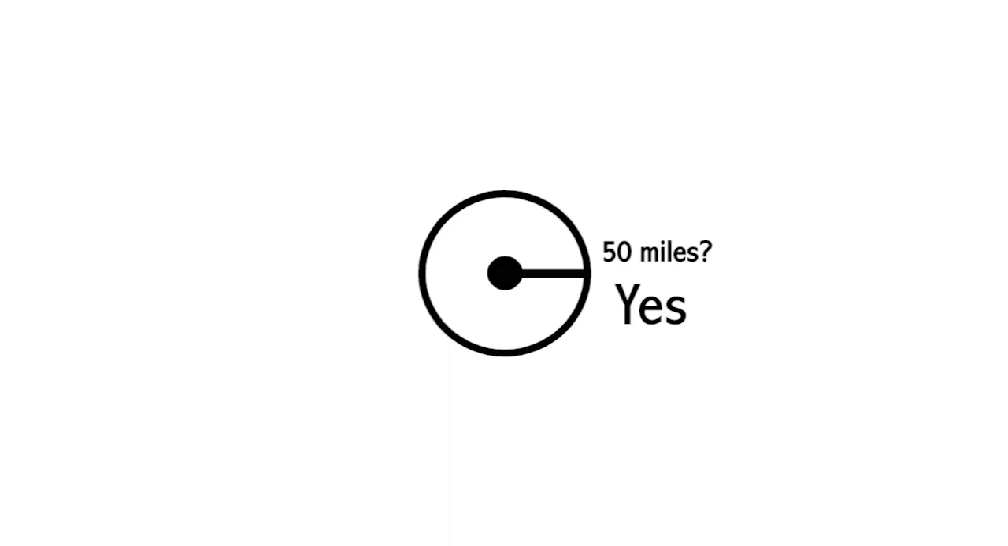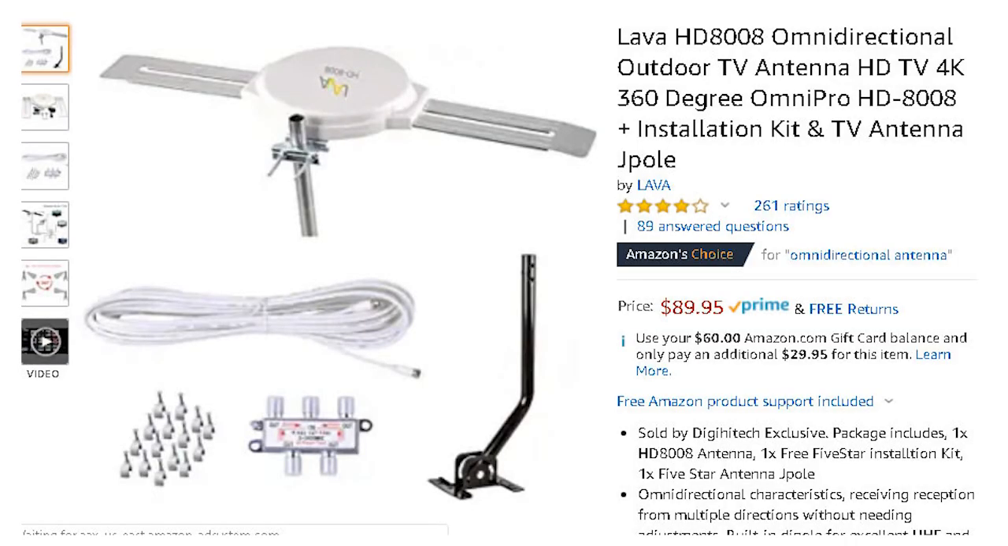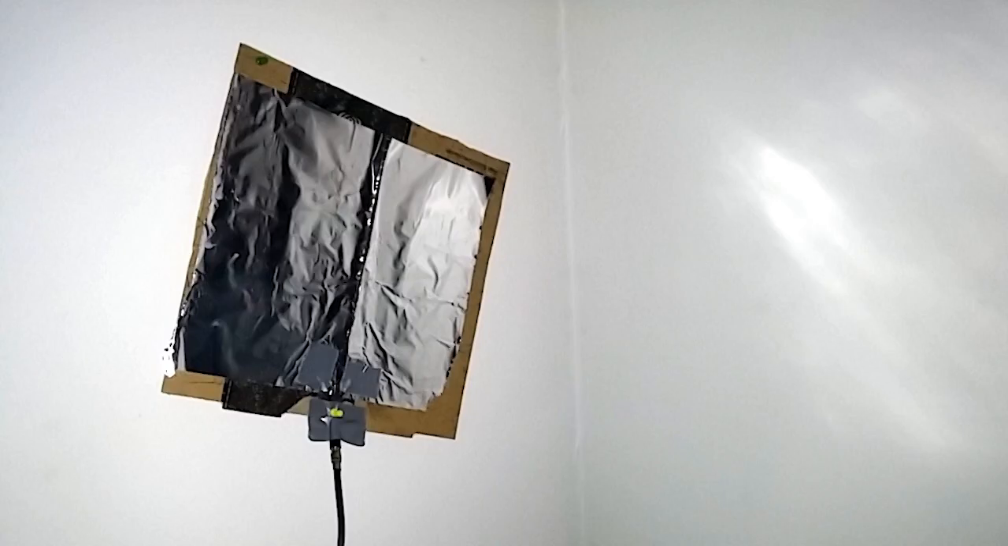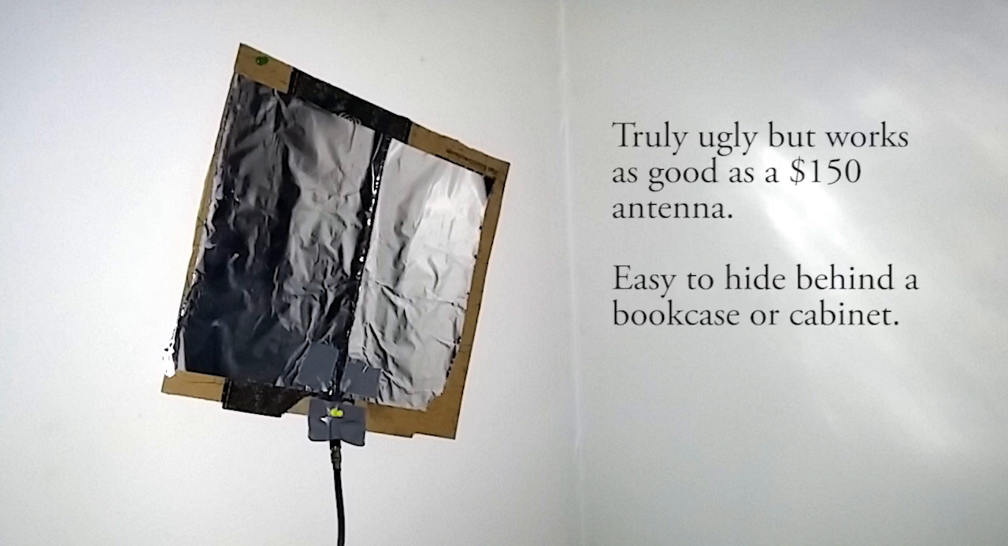This particular model is a directional antenna that needs to be pointed towards the broadcast tower in order to work at peak efficiency. Another option you might consider is an omnidirectional antenna that doesn't have to be pointed in any specific direction to work. The best part is that you can make one for under $5 using a pizza box and aluminum foil. There is a video that will show you how to make it in the description below and at the end of this video.